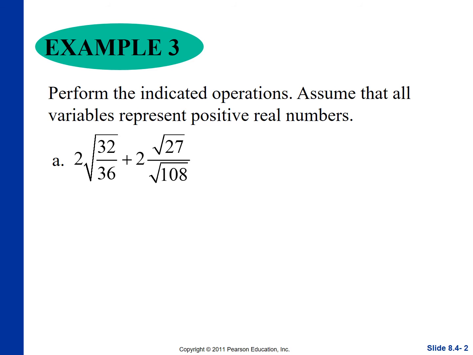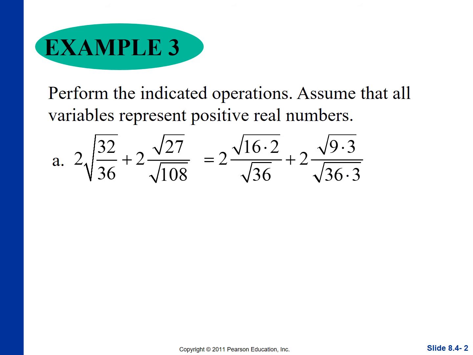So if you take a look at this problem here, 2 times the square root of 32 over 36 plus 2 times the square root of 27 over the square root of 108. So again, don't just write down, we can't do it. We're giving you these problems because they can be done. So this is the book's methodology. I will show you a different approach on the link that I'll put up with more examples.